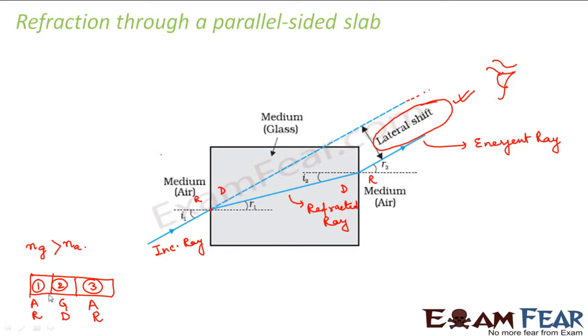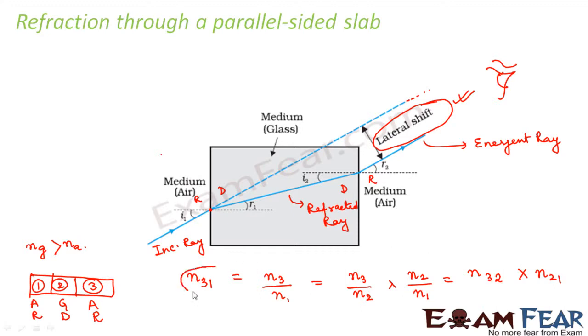Okay, so now another important point to be noted here is that in this case we can say that the refractive index of medium 3 with respect to medium 1, what is it? It can be written as refractive index of medium 3 by refractive index of medium 1. This can be written as refractive index of medium 3 by medium 2 into refractive index of medium 2 by medium 1. So this can be written as N32 into N21. So that means refractive index of 3 with respect to 1 is equal to the refractive index of 3 with respect to 2 multiplied by the refractive index of 2 with respect to 1.